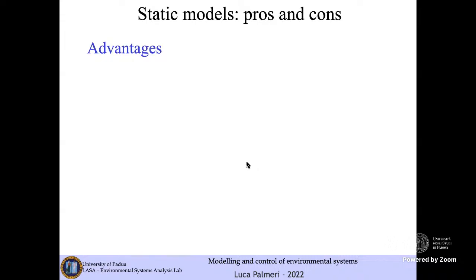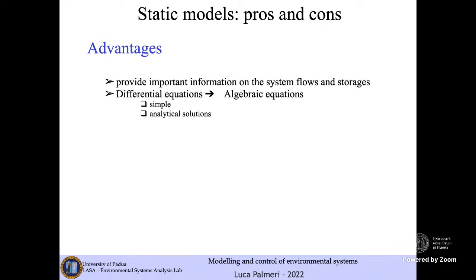What are the advantages of using static models? The advantages, of course, are that they provide important information on the system flows and storages. So remember that the tool we will discuss today was conceived as a tool for evaluating fishery systems, so fish stocks in seas, essentially, or fish stocks in an aquatic ecosystem. So what we are looking for is a tool that provides information on system flows and storages in particular. System flows, and now in our language, it means consumption and production.